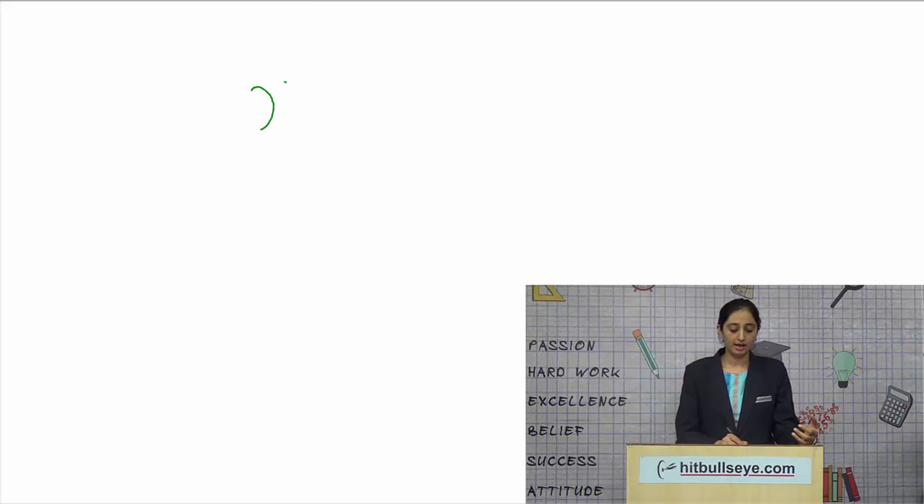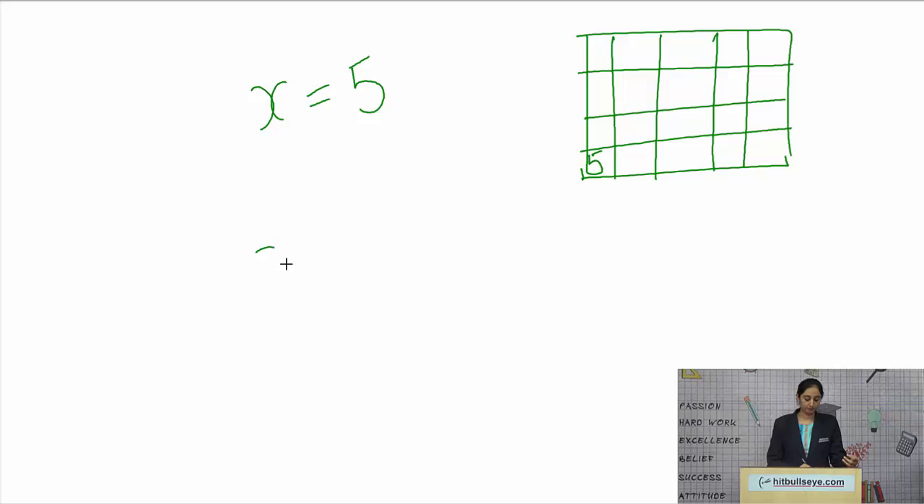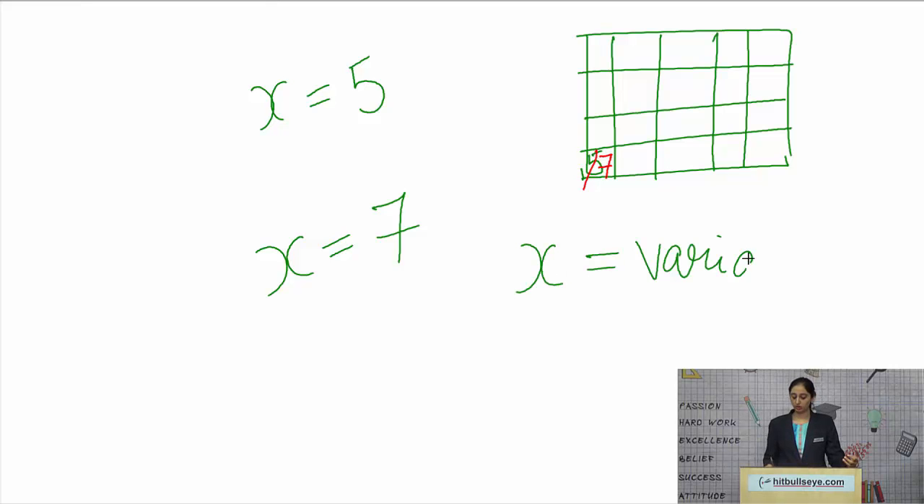So basically, what is the difference between a variable and a constant? Suppose x contains a value 5. It is stored here in a memory location, and further the value of x changes to 7. Now it overwrites the 5 with 7. So we can see that the value of x keeps on changing, so it is called a variable, whereas 5 and 7 remain the same, so they are called constants.